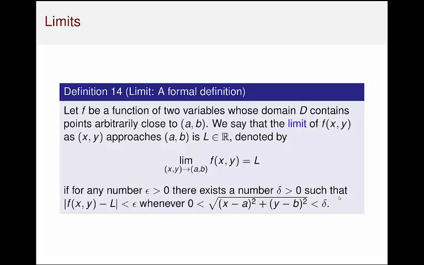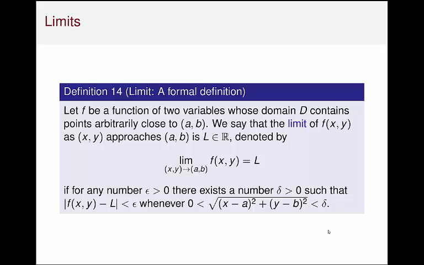Okay, we have written down here the formal definition of limit for functions of two variables. So basically, if f is a function of two variables whose domain D contains all the points arbitrarily close to the point ab, we say that the limit of this function as xy approaches ab is the real number L, denoted by this equation, provided for any positive epsilon there exists a number delta which is positive, such that the distance between f and L is strictly less than epsilon whenever the distance between xy and ab is between 0 and delta.